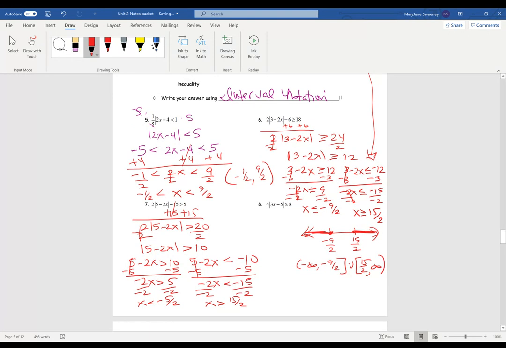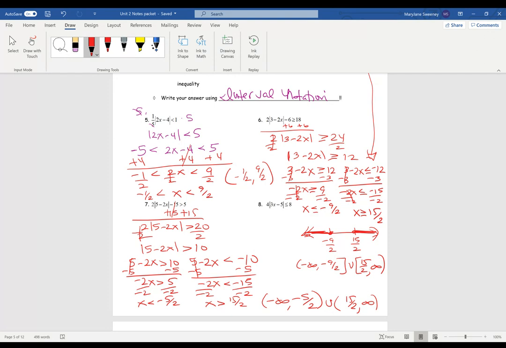Okay, so again, you could visualize it on a number line, but your answer will be negative infinity to negative 5 halves, and then 15 halves to infinity. So what you're going to notice, greater than or equal to, those are "or," they're joined by "or." So that's why you get two different inequalities, like two different interval notations with the union in the middle.